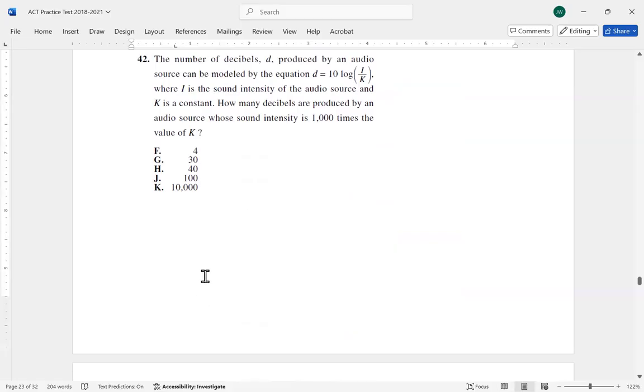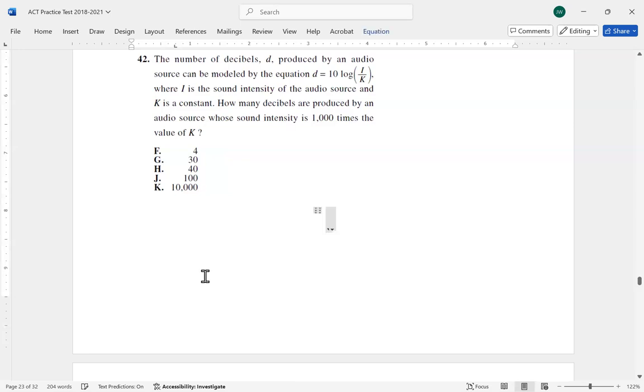Question 42. The number of decibels produced by an audio source can be modeled by the equation D equals 10 log of I over K, where I is the sound intensity and K is a constant. How many decibels are produced by an audio source whose intensity is 1,000 times the value of K?